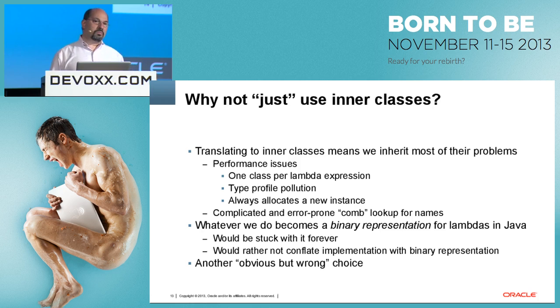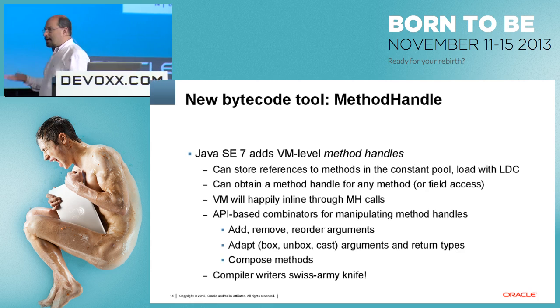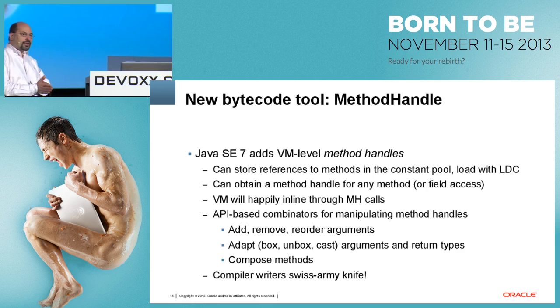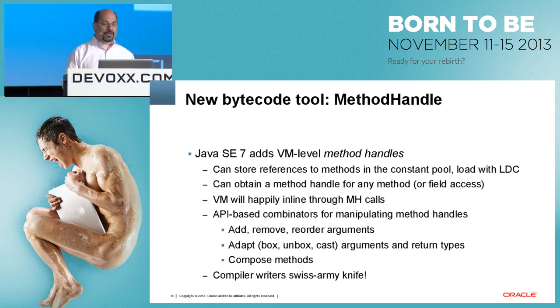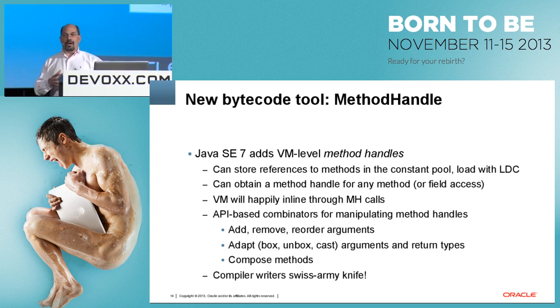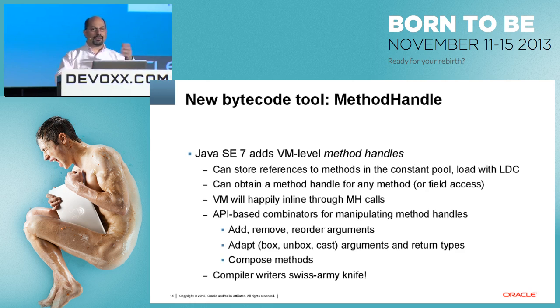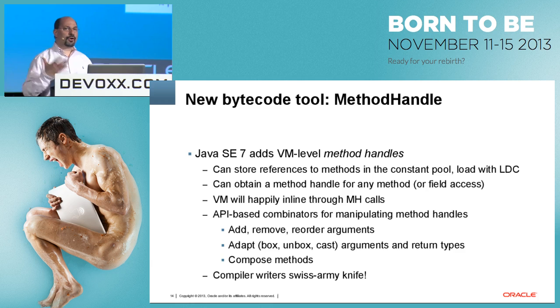Okay, so if we're not going to do that, what else are we going to do? Well, if you go back to the features that were added in Java 7, there were a number of JVM features added in Java 7. One of them was called method handles. Now, this is an API for dealing with VM-level function pointers, basically. And there are combinators for composing method handles and moving their arguments around, et cetera. And this is mostly a tool for compiler writers.